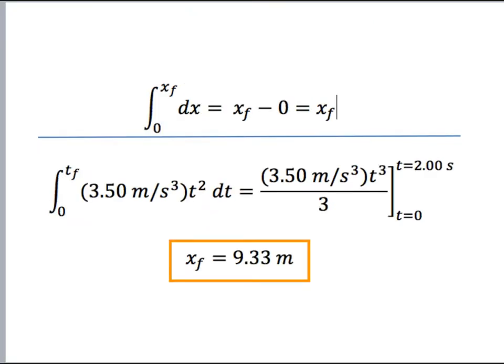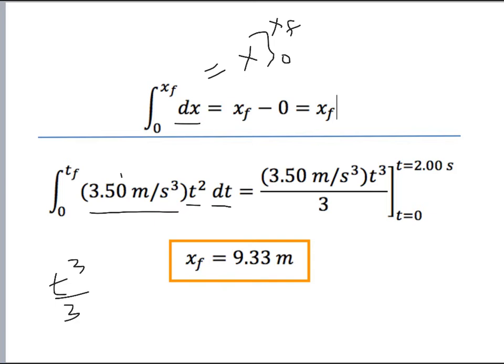So the integral on the left is just dx from 0 to x final. If I wanted to write it all out, that's x from 0 to xf, which is of course x final minus 0, that gives me x final. And then my time integral is 3.5 meters per second cubed times t squared dt. Well, what's the integral of t squared dt? That's just t cubed over 3. The constant part comes outside the integral, and doing this integral you get 3.5 meters per second cubed times t cubed all over 3, from t equal to 0 to t equal to 2.00 seconds. Plug that time in, multiply everything out, and you get the final position is equal to 9.33 meters.